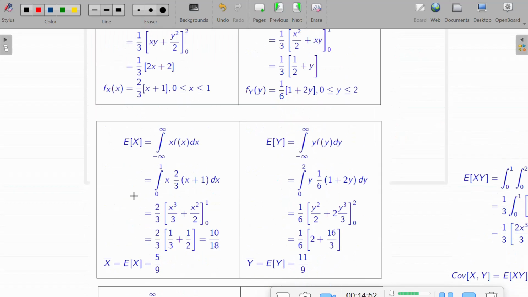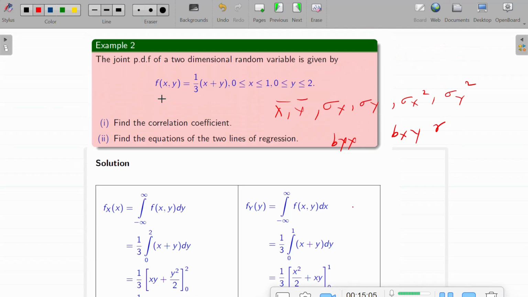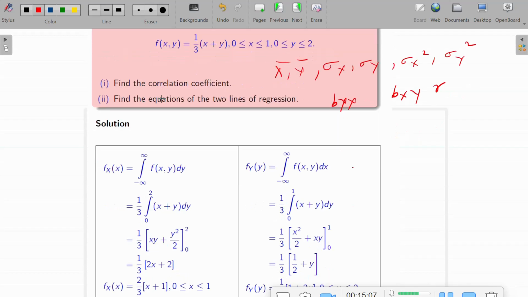So to calculate your x bar, that is the expectation of x, it is the integral from minus infinity to infinity of x into f of x. So f of x is the thing I have to find, the marginal PDF of x. This is a continuous case problem, so we go with the marginal distribution fx of x, which is the integral from minus infinity to infinity of f of x comma y dy, where f of x comma y is 1 by 3 (x plus y).